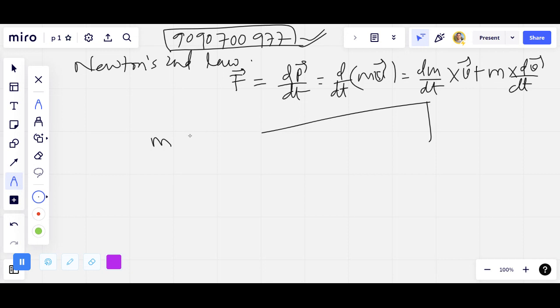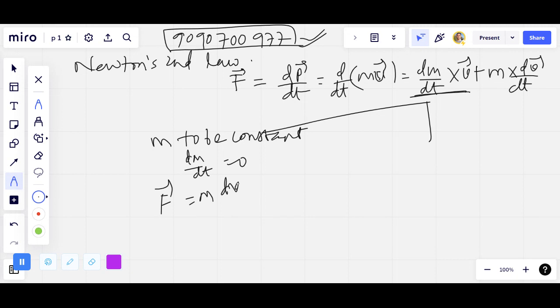When I'm taking mass to be constant, then my dm by dt will be 0. So dm by dt will be 0, this term will be 0, and I'll be getting F equal to m dv by dt. dv by dt is a, so F equals ma. So a is acceleration, m is mass, F is force.